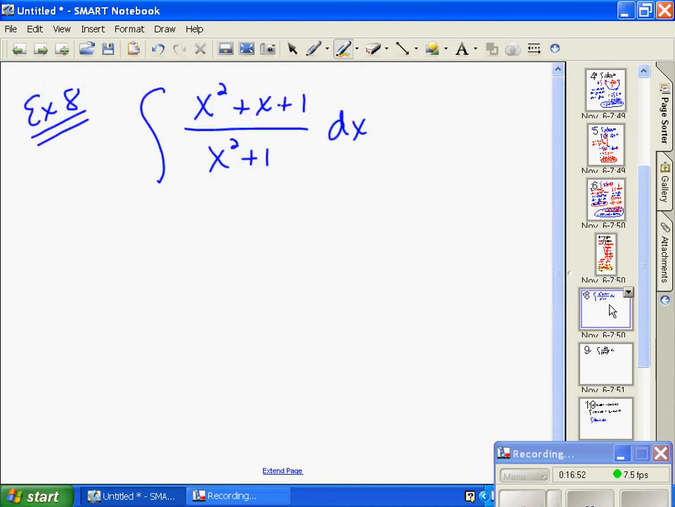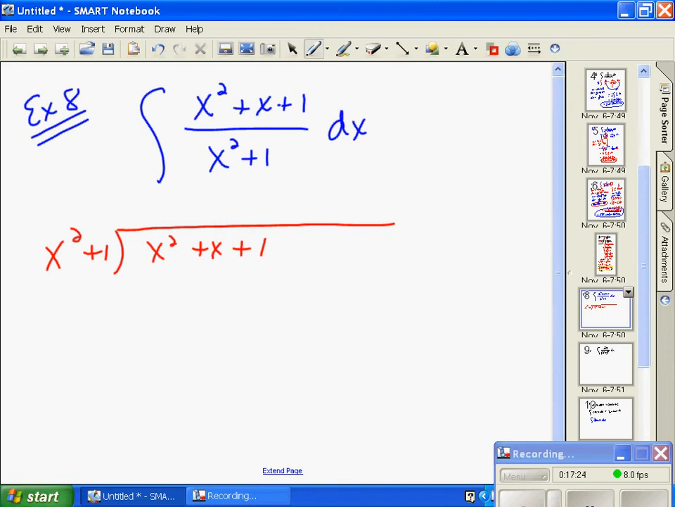Okay, next page, example 8. Wow. Looking at that, if I start off by saying let's let u be equal to my denominator, that's not going to help me any because my numerator is the same degree as my denominator. So that's not good. We have a couple choices. Do you remember how to do long division? Where I take x squared plus 1 and I divide that into my x squared plus x plus 1? That is one of the choices that you can do.